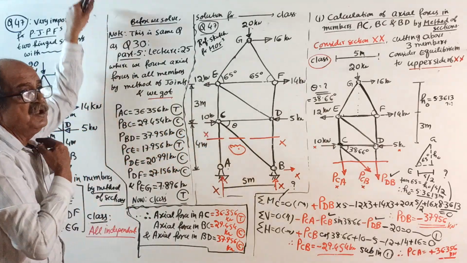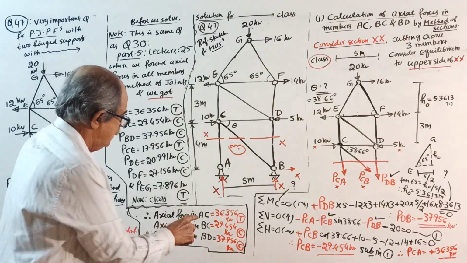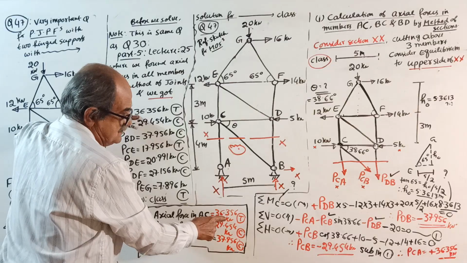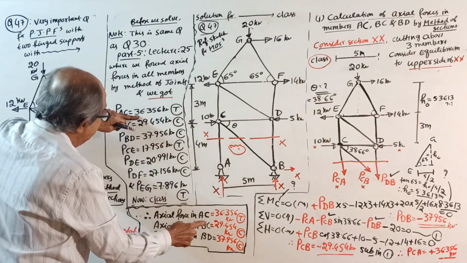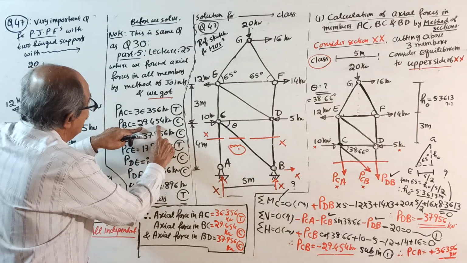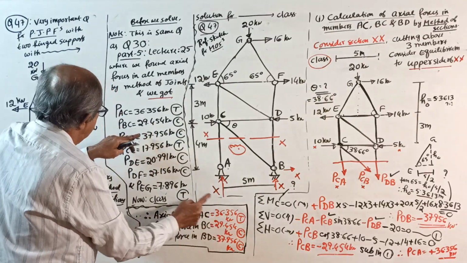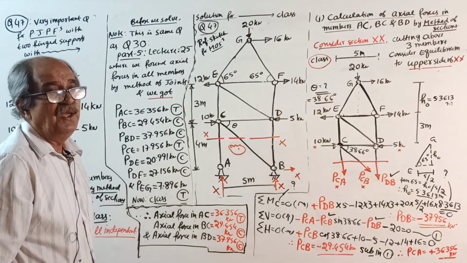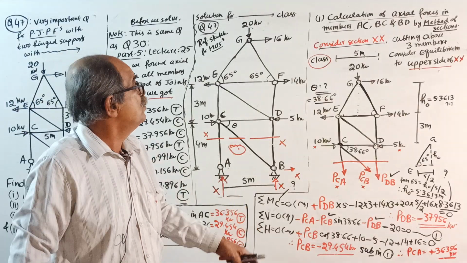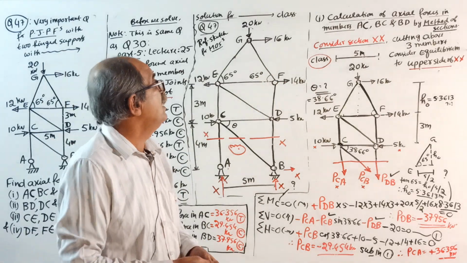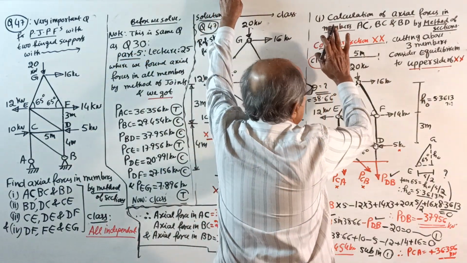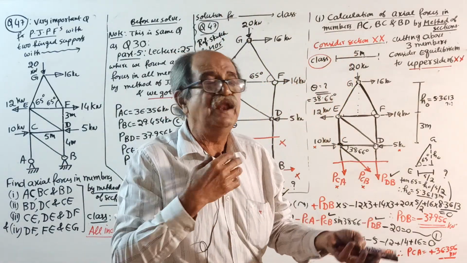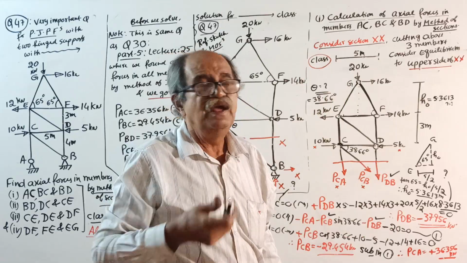Now see what result we got by the method of joint. AC, 36 point, yes, tension. BC, 29.454, correct, compression. BD, 37.956, yes. You tell me, perfectly correct. So question 1 is over. Now I will go for question 2. I will solve it in front of you only, to give you more confidence.